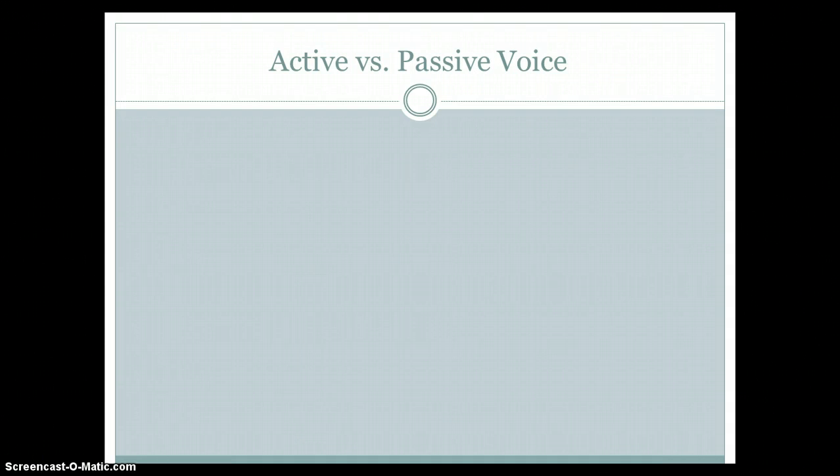So those are some things to keep in mind as you begin planning your short story. Remember that the more planning you do, the easier the rough draft is going to come for you next week. The second thing that I want to talk about this week is active versus passive voice. And that's definitely going to help you with the show, don't tell.